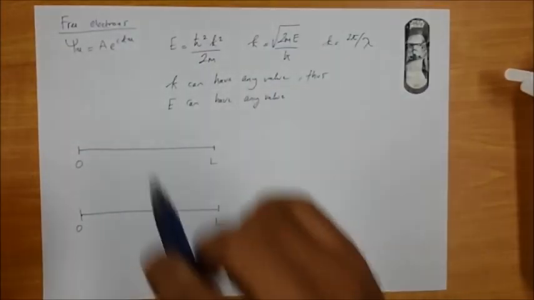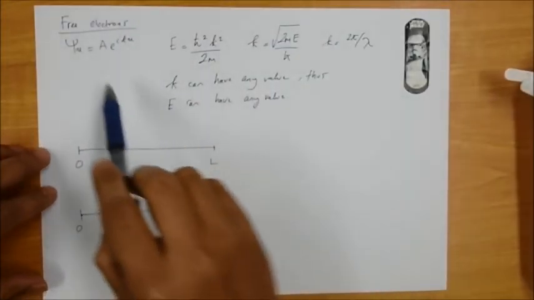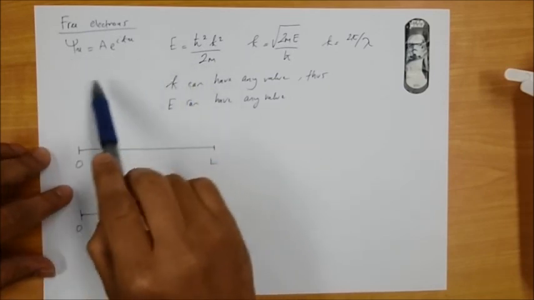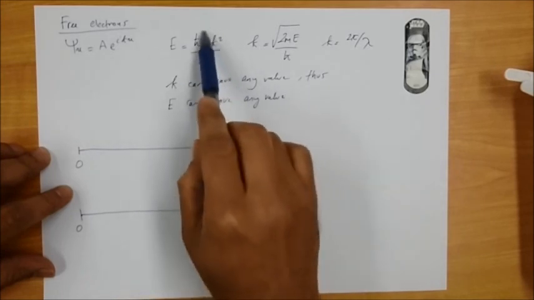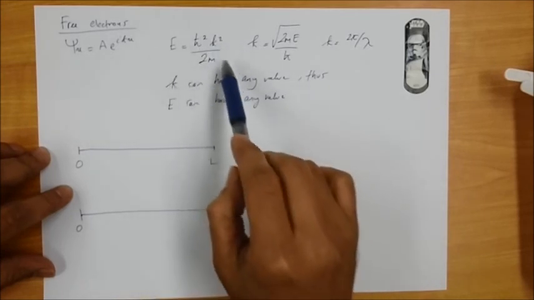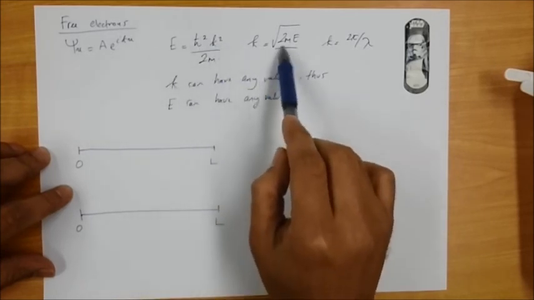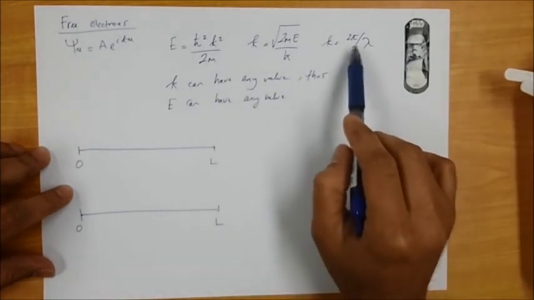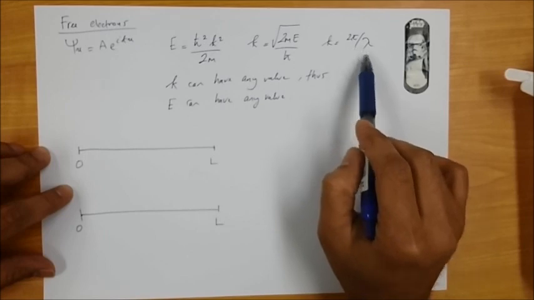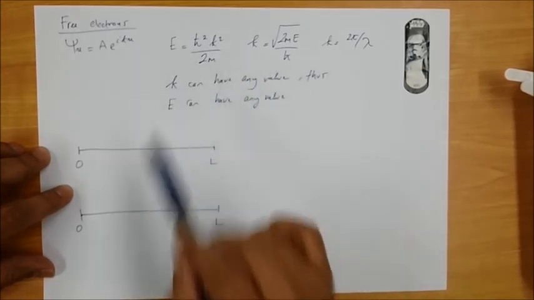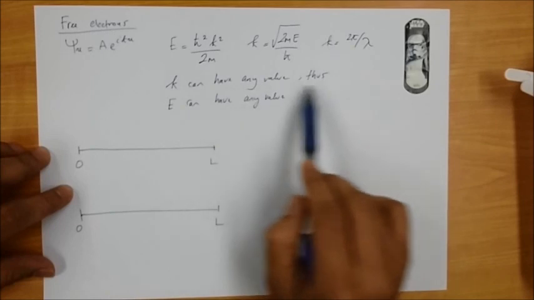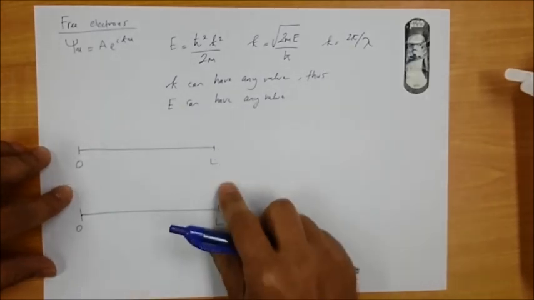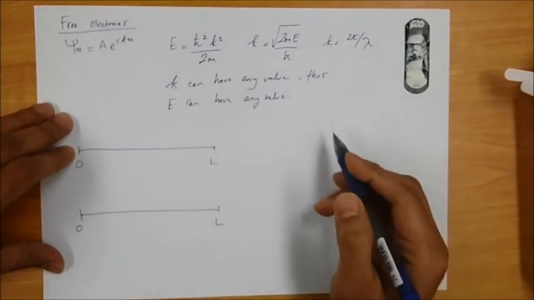Okay, so as we're discussing free electrons, with this wave function we describe that the energy of a moving free electron has this value, with k equal to the square root of 2mE over h bar, and k is a wave vector, which is equal to 2 pi over lambda. Now, according to this formula, k can have any value. Thus, the energy of a moving electron can also have any value, right?